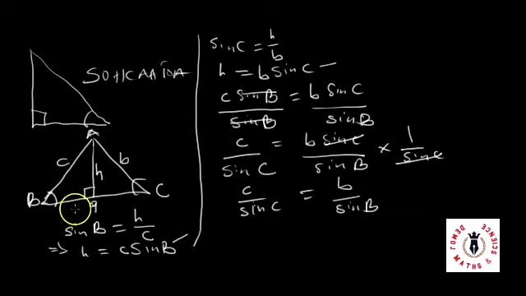Now, if I do the same thing I've done to this angle, I pick a line from here and bring it symmetrical to this point. And this is a right angle triangle. If I follow the same process, you come to understand that my c and my a will give me a over sine A to be equal to c over sine C.